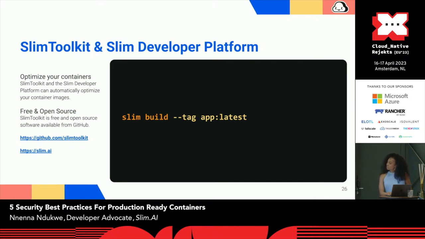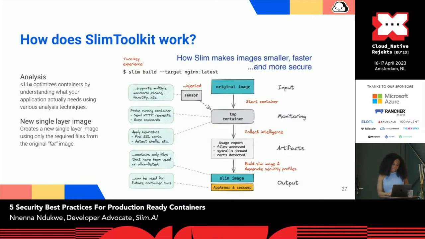With this command, what basically is going to happen is that we're going to take the image and target the image, and we will then create a temporary container. And there are slim sensors that will be injected into the container, and it will be monitoring everything that is needed in order to run the container by itself. You also have to start the container. The observations will happen, and you need to also stop the container so that the sensors understand what's needed to actually stop the container. So then that's going to collect all the artifacts it needs, and then it will build a slim version of the container image.